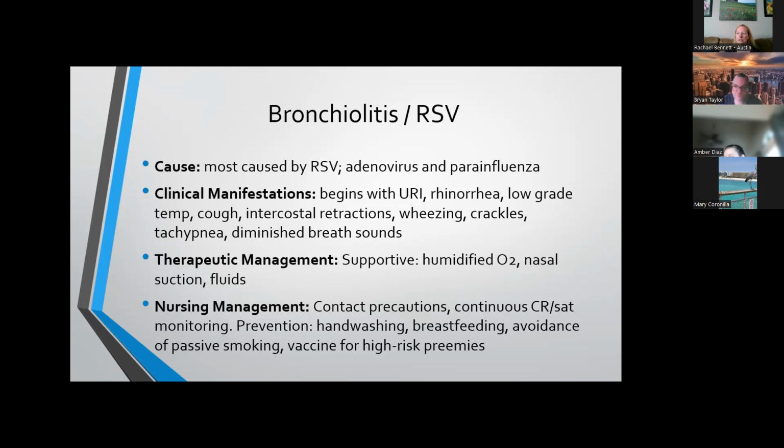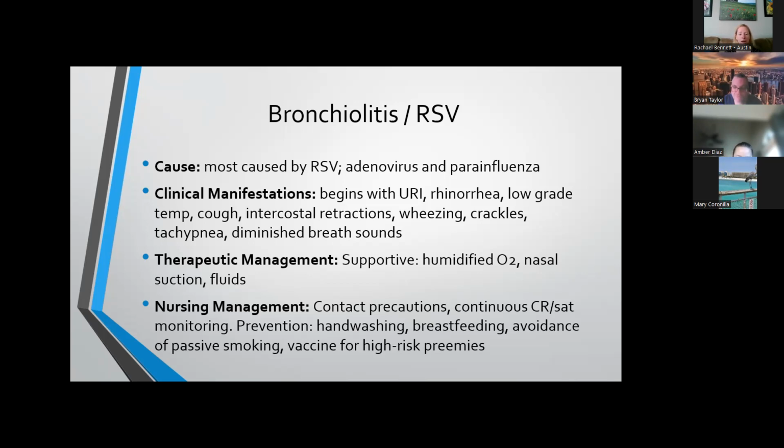Okay, so you can see our therapeutic management is supportive. We do whatever that child needs us to do. That cool humidified oxygen is going to help with that inflammation and also provide some supplemental O2. We're going to do nasal suction as needed to make sure that we're clearing those pathways.